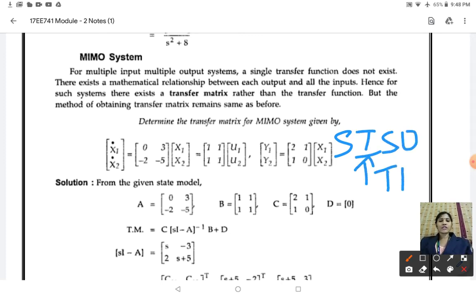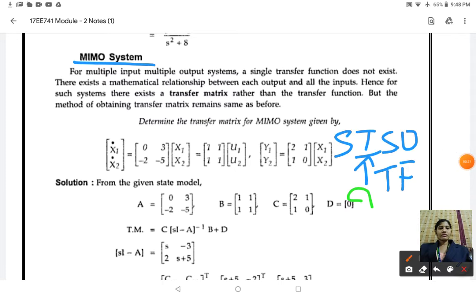In the previous class we have discussed the single input single output system and how to obtain the transfer function for this SISO system. Now today we are going to see about the MIMO system. MIMO is nothing but multiple input multiple output system.